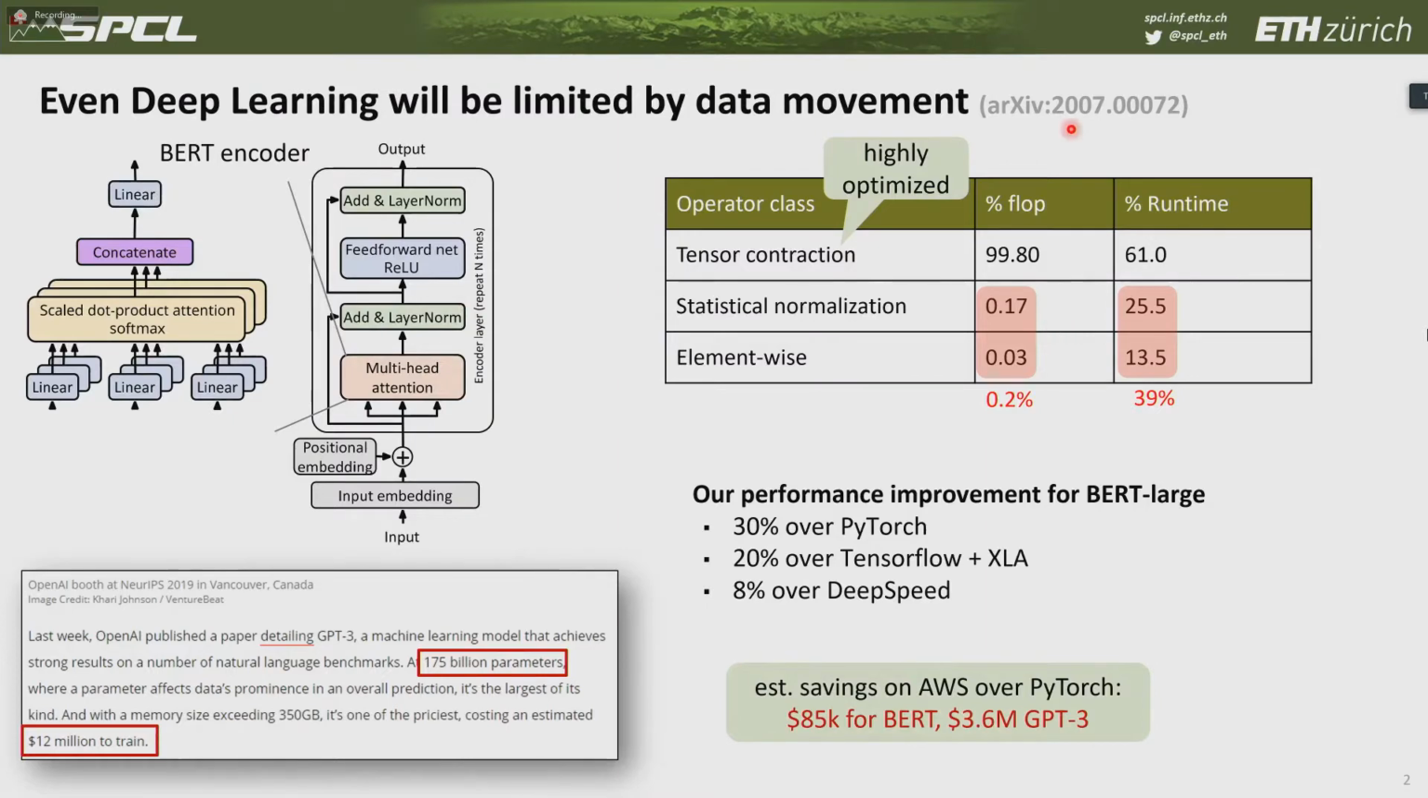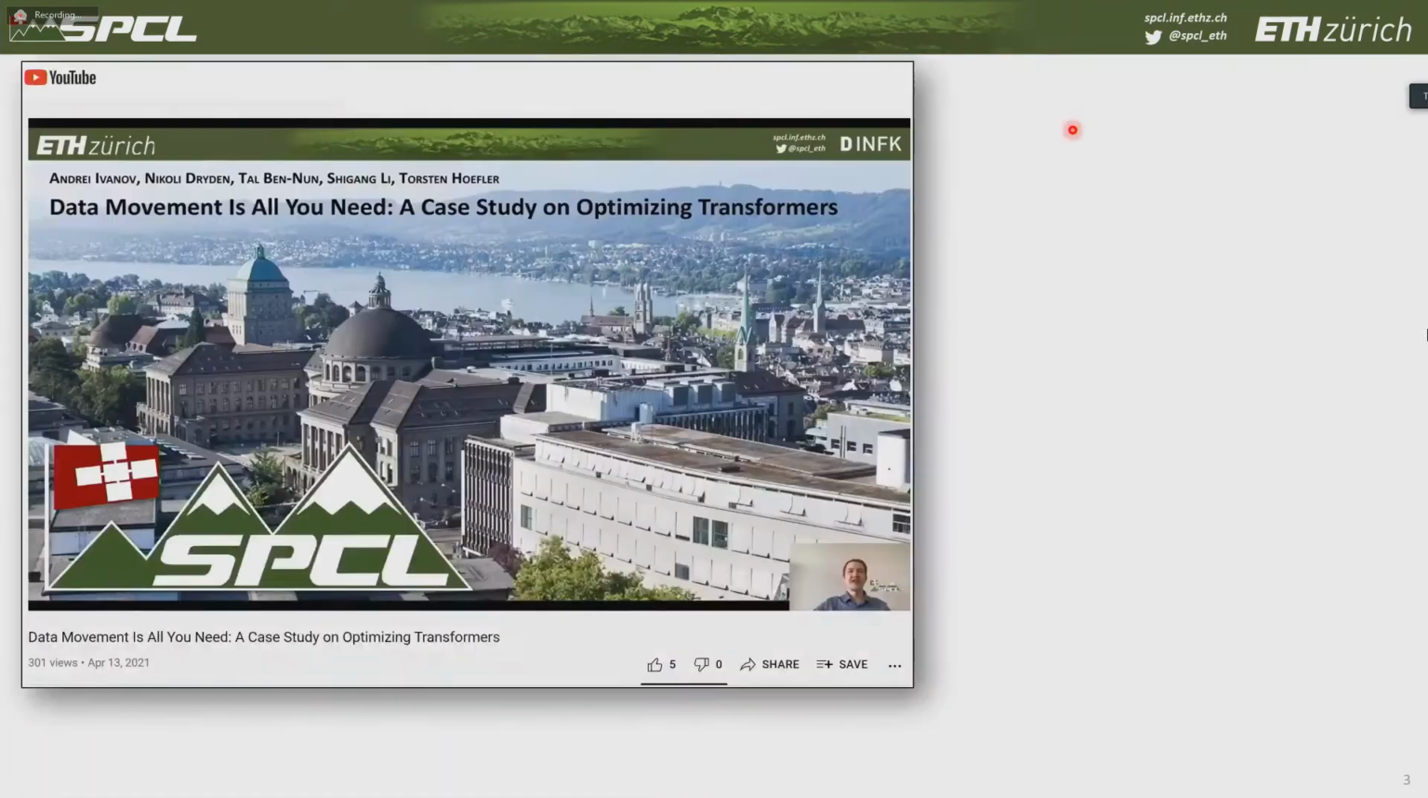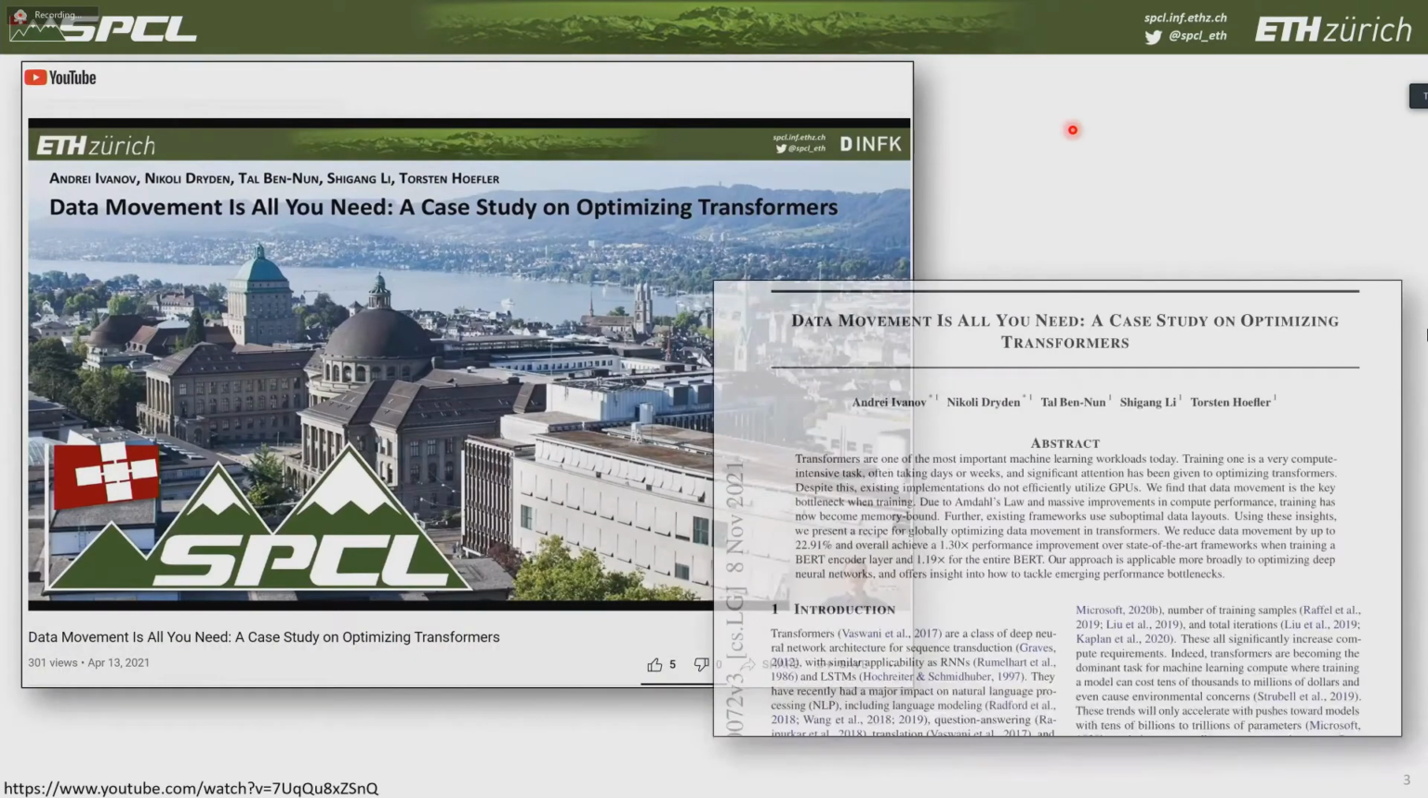You can look at the paper here. In fact, you can look at a YouTube video of this whole thing by my wonderful student, Andrei, or you can look at the paper if you want, so there are all kinds of references here. But I will not go into detail.